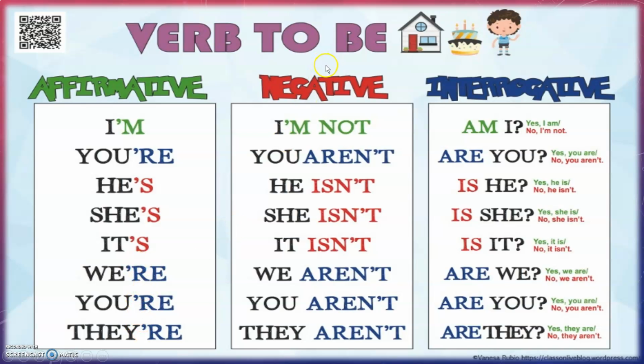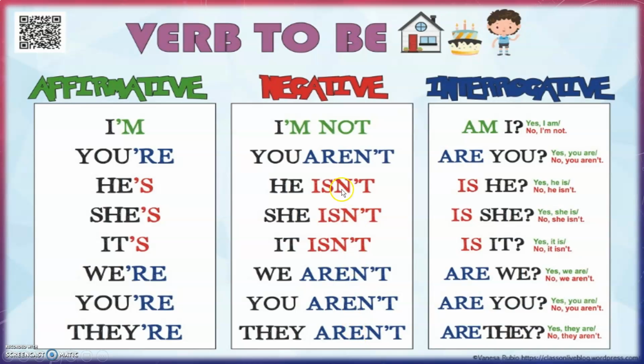Okay, in the case of negative, the negative part, in the case of I am not, I'd say I'm not, like this. Okay, that's the most common contraction. Now, in the case of you, we, and they, the contraction is aren't. So I can say you are not or you aren't. Okay? We are not, we aren't, like this. They are not or they aren't.